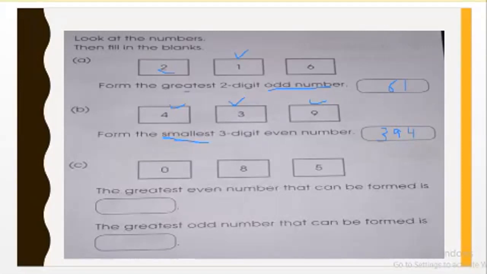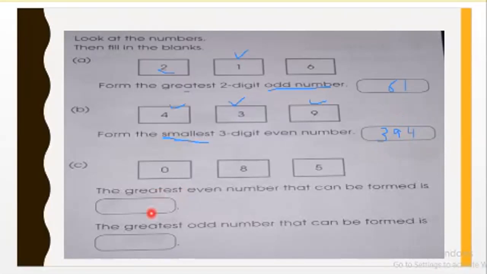If, my students, you made a mistake and wrote it like this, 9, 3, 4, the whole idea of the question goes wrong, because they are asking about the smallest three-digit even number. So you are not going to make the same mistake over here. You are going to read the statements very carefully. Let's move on to the next question.